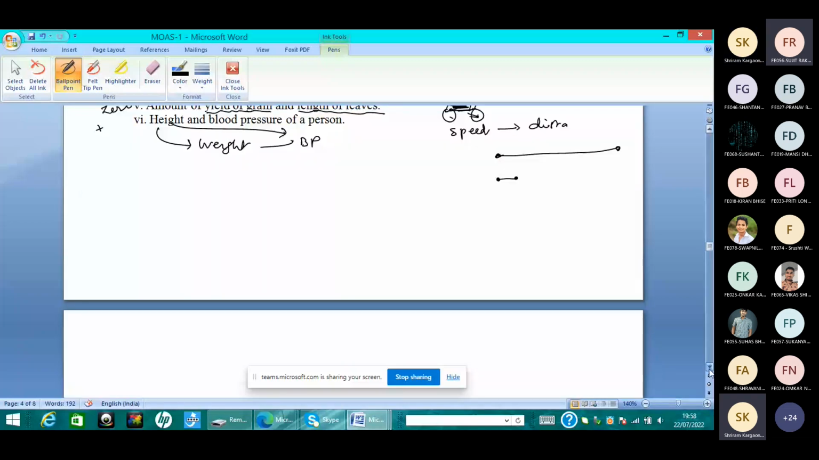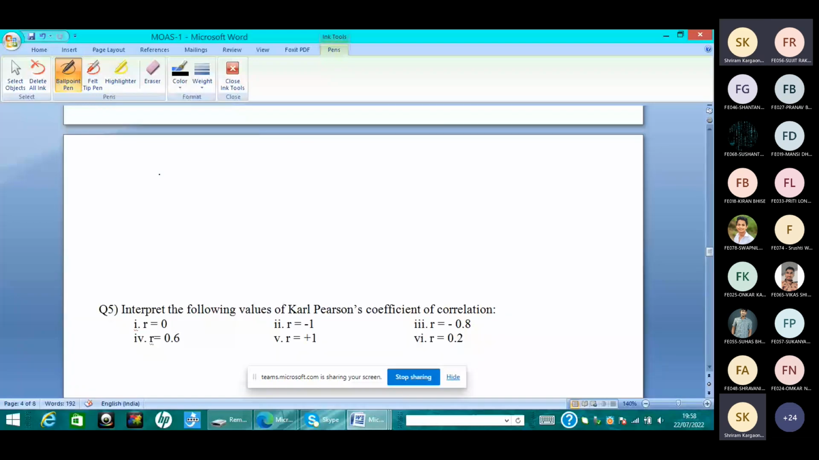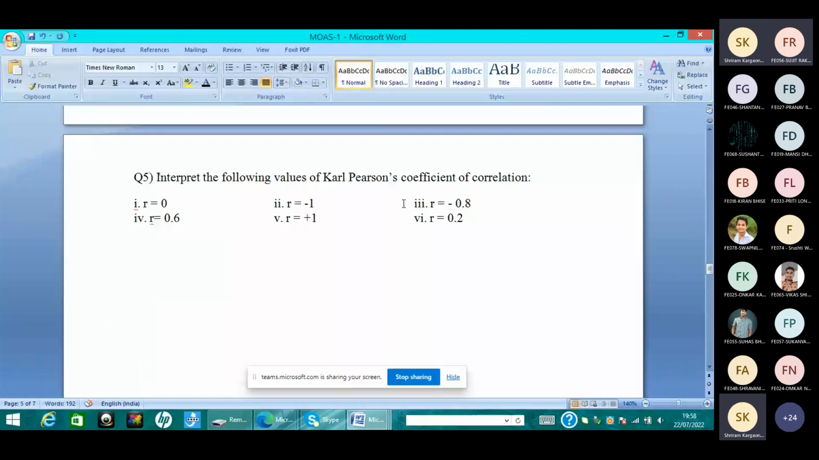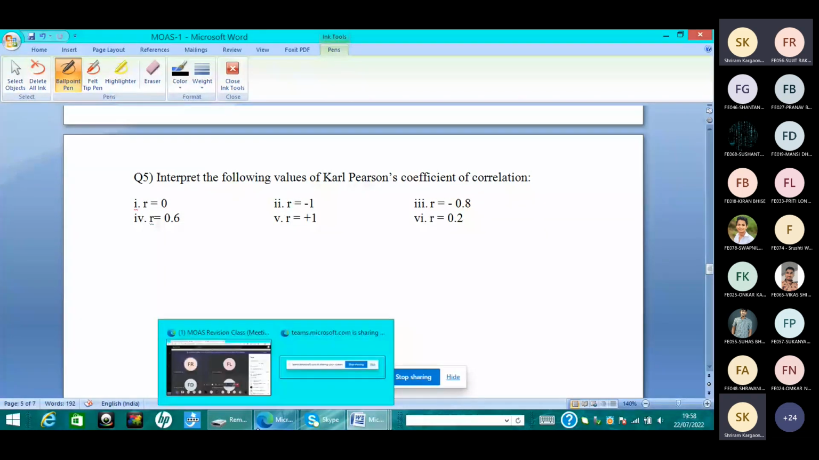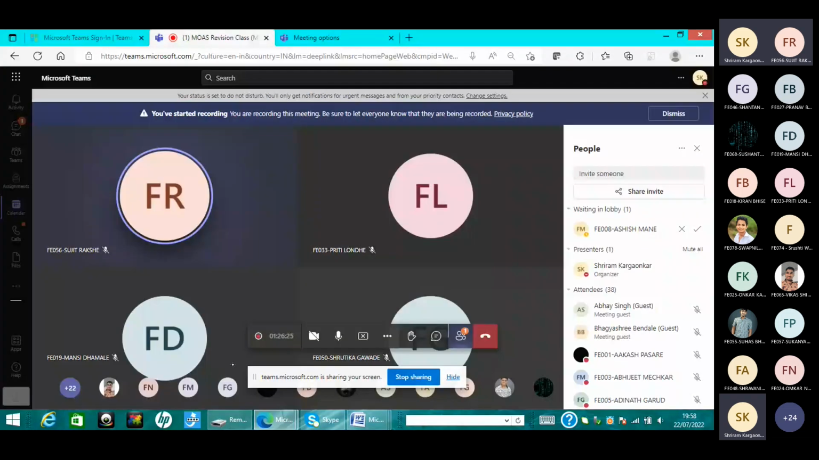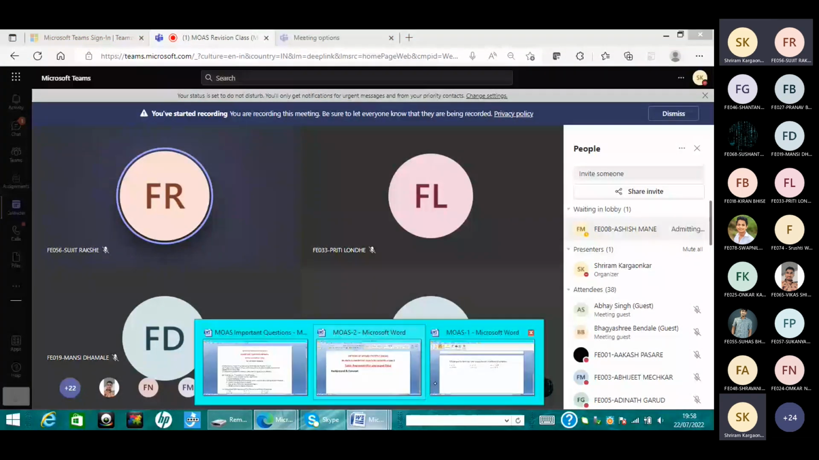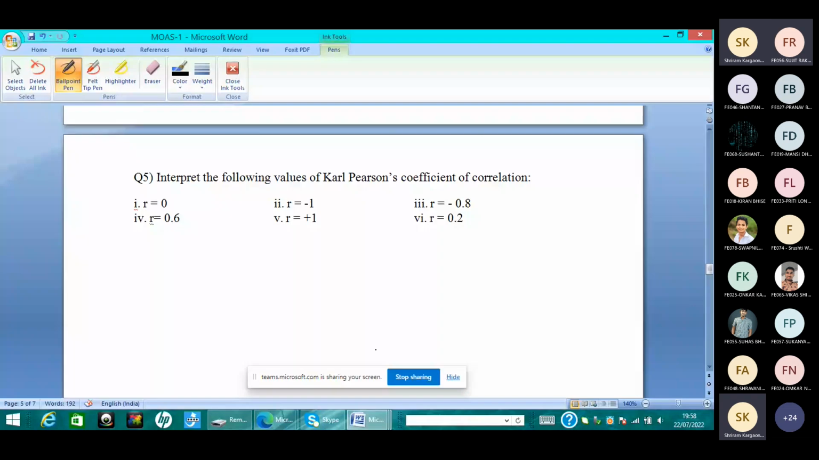Now again, there are some questions. Interpret the following values. So what will you say, just tell me. I'm trying to cover the different types. I believe that you can do the numericals by using the formulas I had given. So there should not be any worry. You have to follow the steps and you can solve it. I believe that. Now you have to interpret the values of Karl Pearson correlation coefficient.